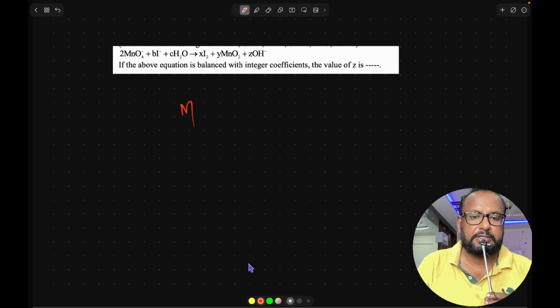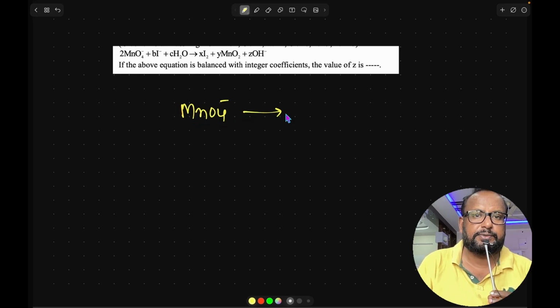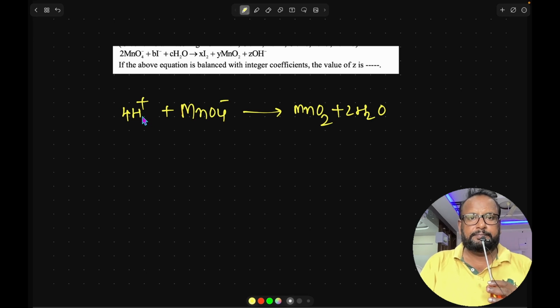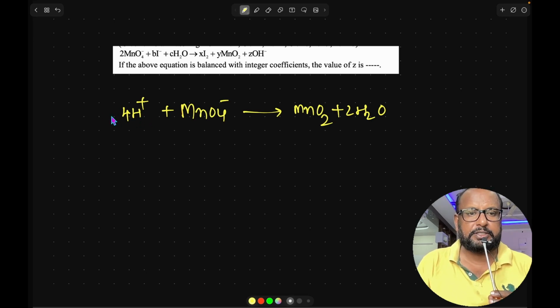So we'll take MnO4 minus. MnO4 minus is converted to MnO2. We'll balance by the same process. You get 2 H2O here, 2 H2O here. I got 4 H plus ions. Then we'll go for charges. So how many charges are required? So we have plus 3. So 3 electrons are required here.